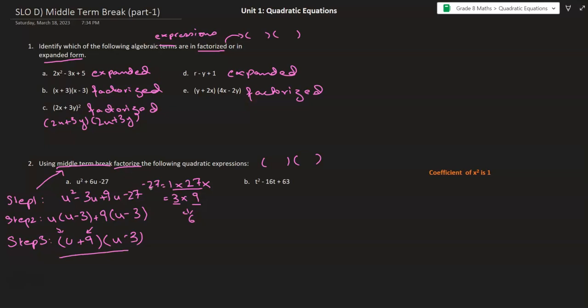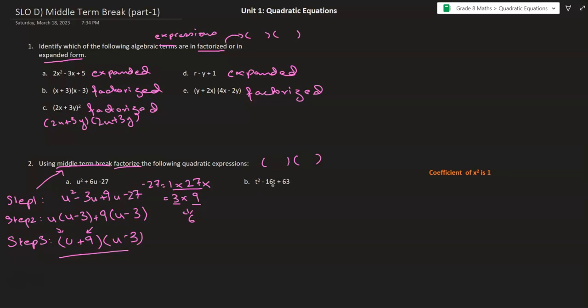factorize. If we do another example, t square minus 16t plus 63. What I want you to do is pause this video and try to solve this factorization, get it into this bracket form using middle term break. And once you're done, resume it, and I will be doing it for you. And so you can compare your answer with mine. So I'm going to resume after 3, 2, and 1.